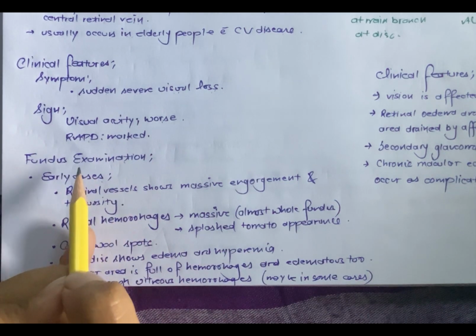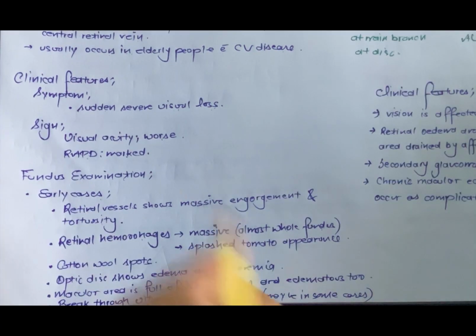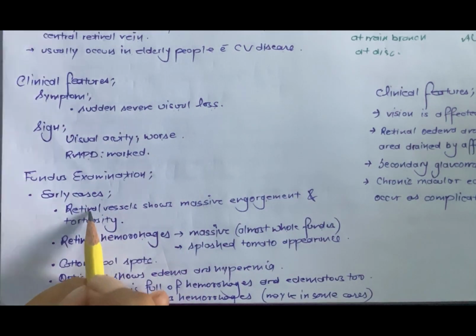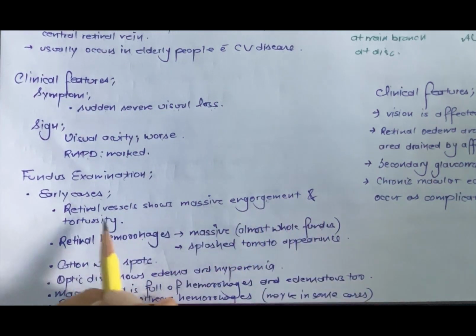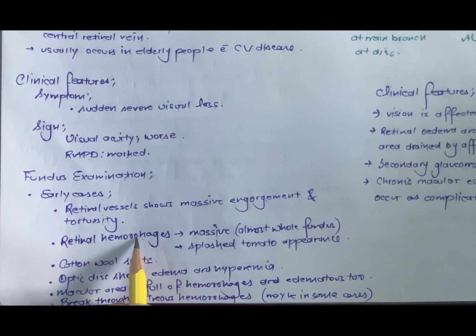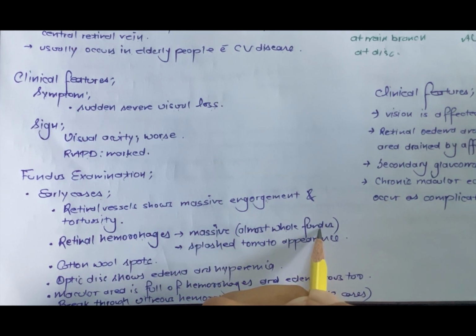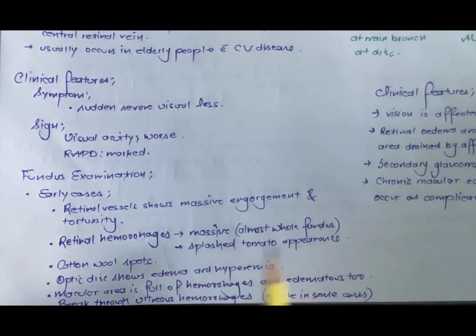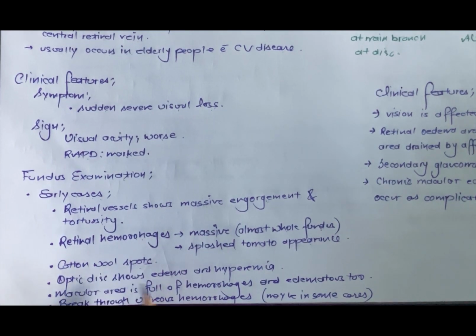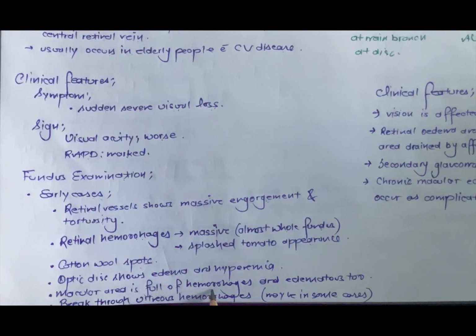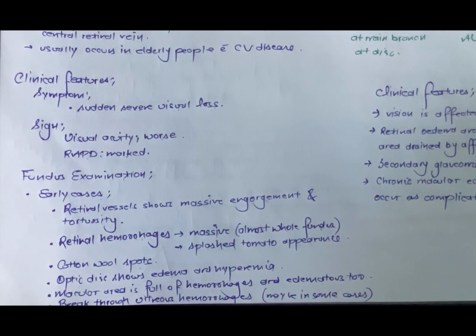And while doing the fundus examination, in early cases, retinal vessels show massive engorgement and tortuosity. The retinal hemorrhages are very massive. Almost the whole fundus is involved, and it gives a splashed tomato appearance. And cotton wool spots are also seen. Optic disc shows edema and hyperemia. Macular area is full of hemorrhages and edematous too. And breakthrough vitreous hemorrhages can also be seen in some cases.